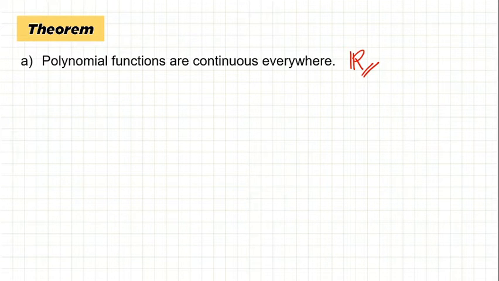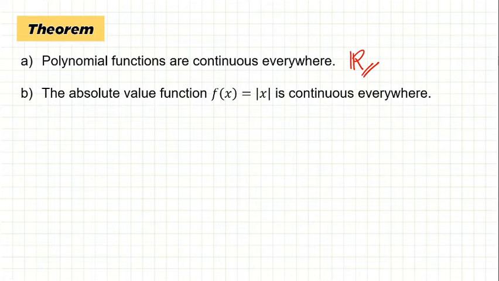Okay, next. The absolute value function f of x equal to the absolute value of x is also continuous everywhere. So the set of real numbers again. Kasi if you are going to imagine the graph of an absolute value function, pa-V yan, and wala kang makikitang holes, gaps, or breaks kahit saan.